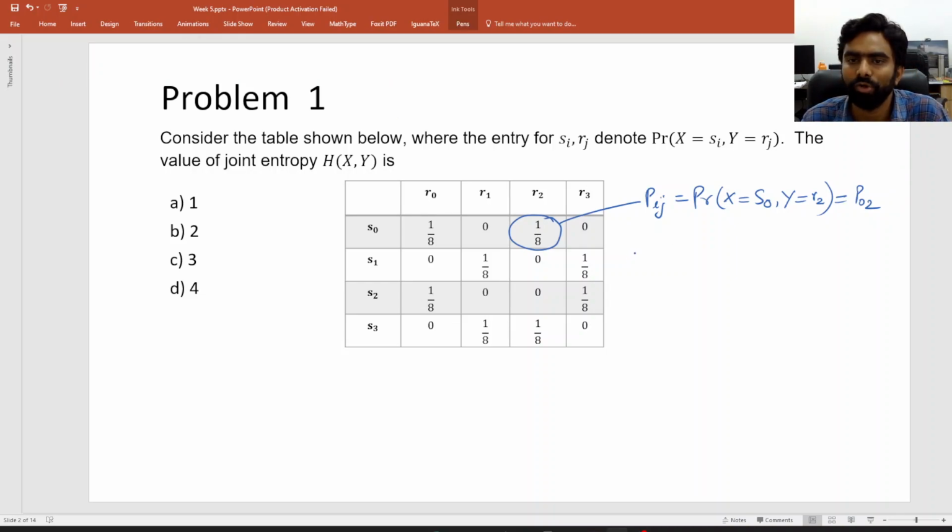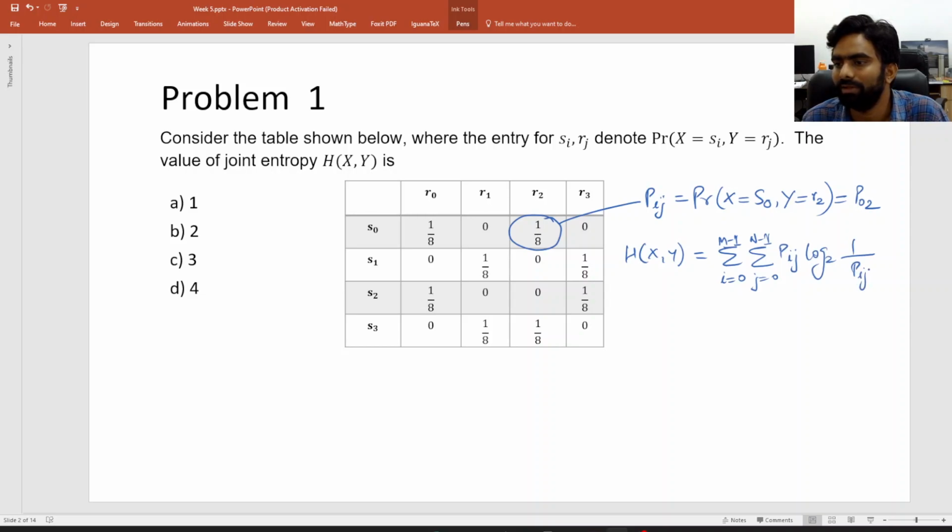Now you have to find the joint entropy H of X comma Y. First of all, I will write the formula for you. So you must have seen this: i equal to 0, j equal to 0 to, let's say total symbols are n, so it takes the value from i equal to 0 to n minus 1 for symbol x, and for symbol y 0 to n minus 1. Okay, and you can write Pij log base 2 of 1 upon Pij.